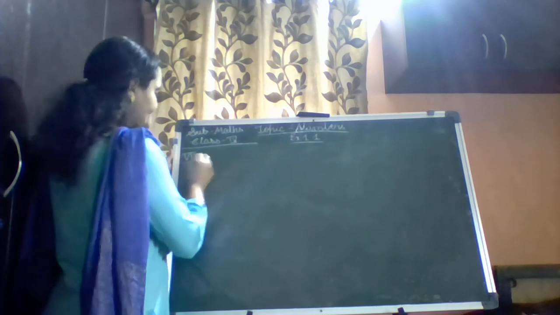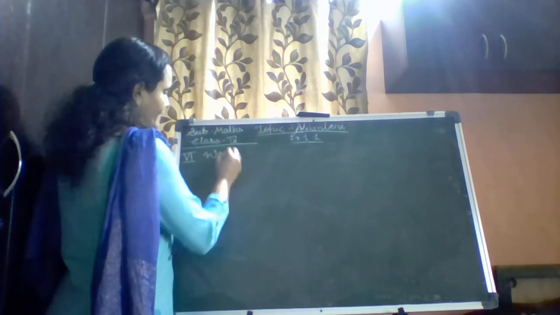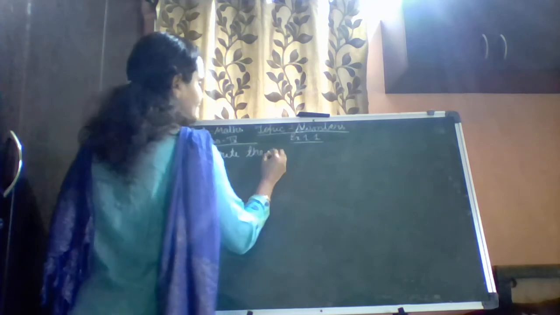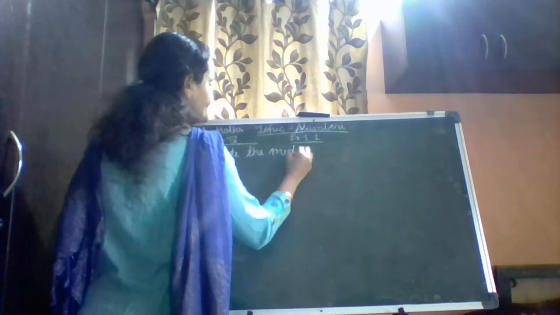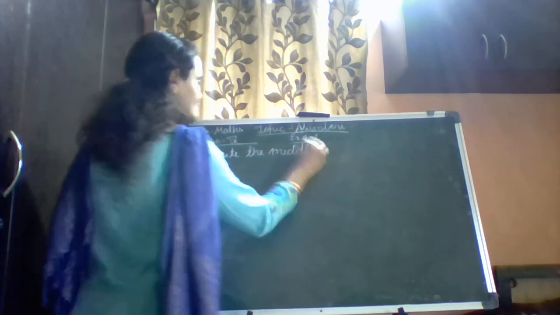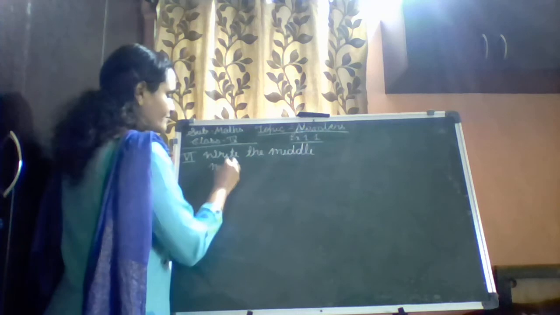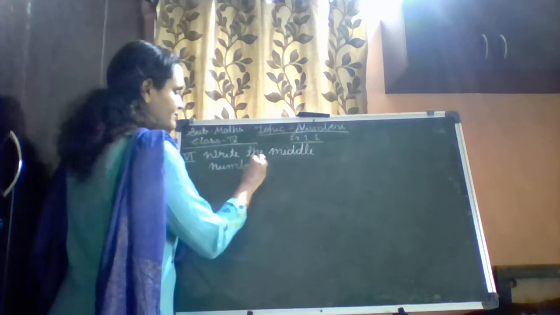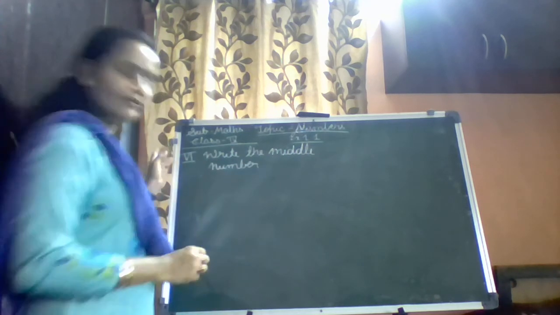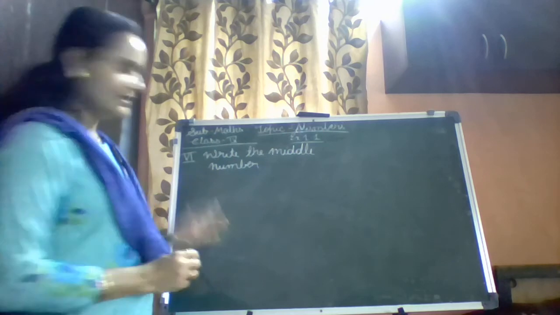Sixth main, write the middle number. You will be given two numbers. So in between there will be one blank number. You have to write what the blank number is.